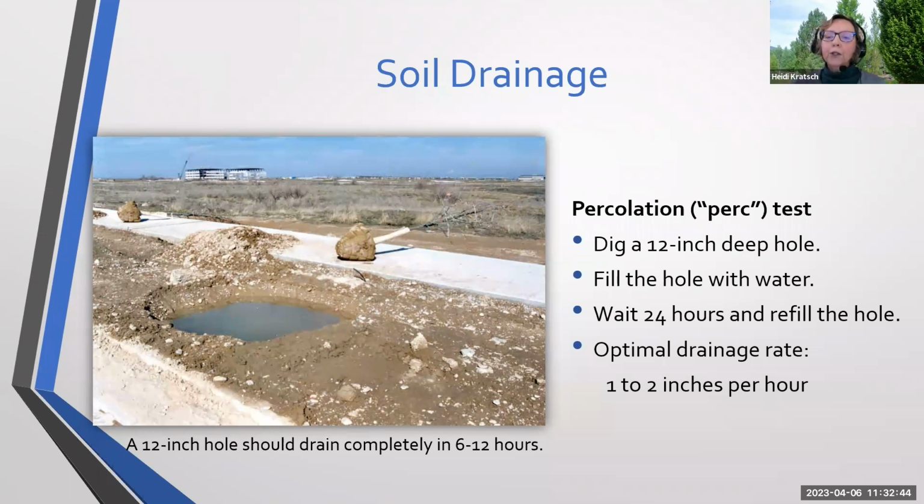After that 24 hours, refill the hole with water and observe how long it takes for all of the water to drain. If after 24 hours, again, you still have water in your hole, that means you probably have drainage that's too slow for many plants, especially for trees. An optimal rate of soil drainage for most plants, including trees, is about 1 to 2 inches per hour. So a 12-inch hole should drain completely in 6 to 12 hours. So that's a perk test.